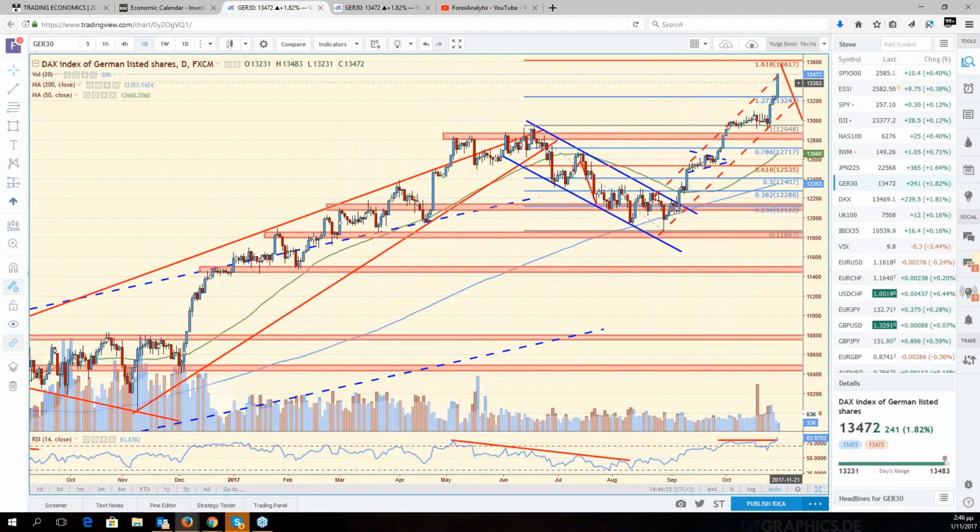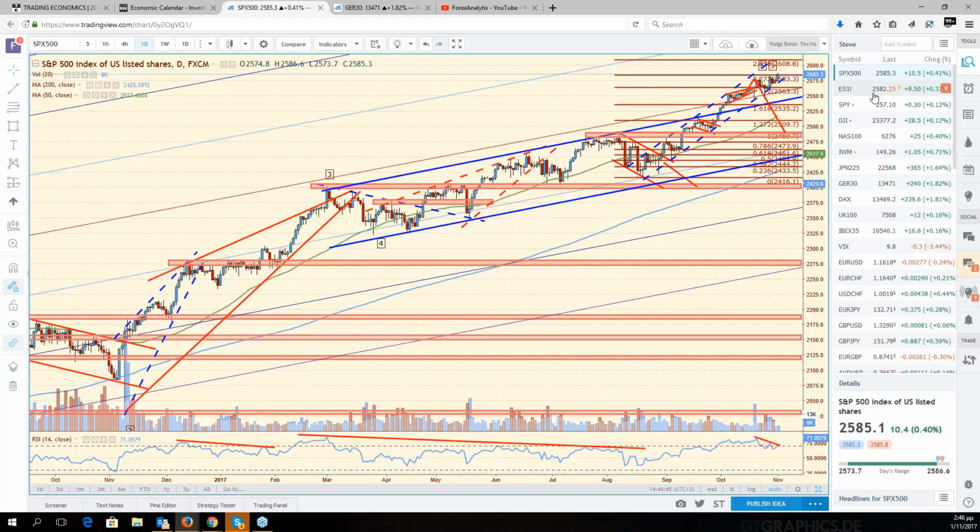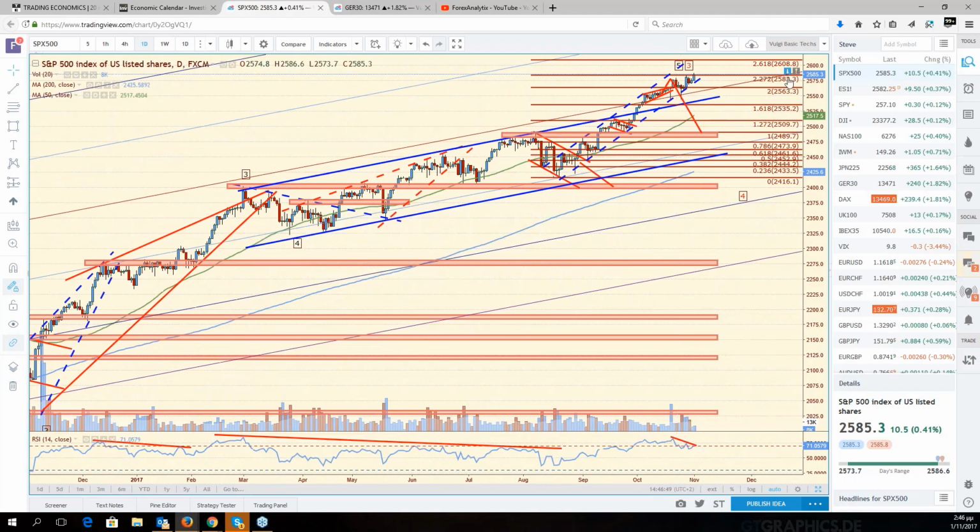Obviously, buying up here makes no sense, right? 2,610 on SPX. My target is not far away from what you're seeing. My target is 2,609, almost actually, which is the 261.8 of this corrective move lower.